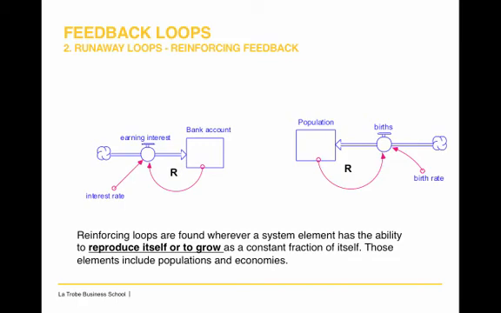Runaway loops, on the other hand, have a compounding effect. While the balancing loop allows for inflows and outflows to regulate the stock, in this case, the effect of, say, interest on the left or increasing birth rates in the right diagram, in each of these cases, the increased flows result in increased stocks, which multiply and cause a runaway effect.